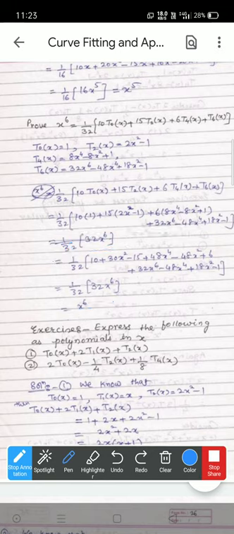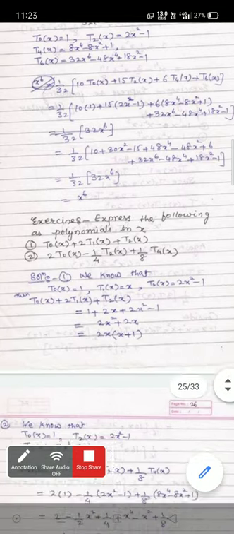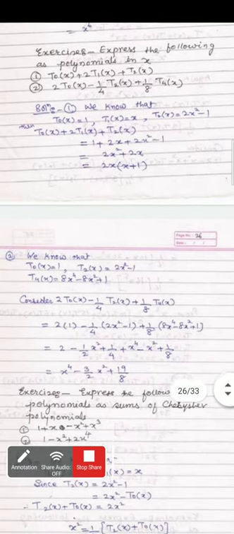Any difficulty in this? Kya difficulty hai? Kuch problem hai to clear kar lo.